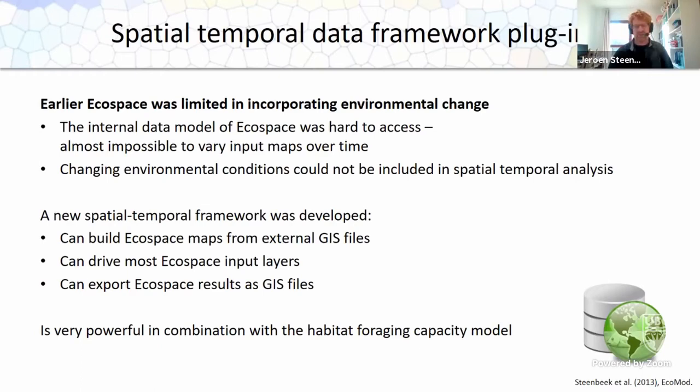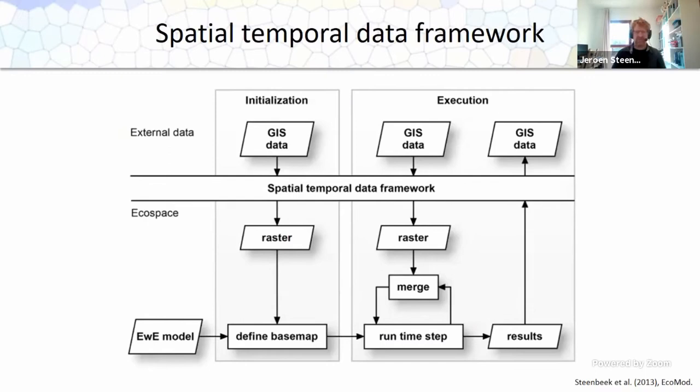In principle, another conceptual diagram, this is what the Spatial Temporal Framework is. You just have your repositories of GIS data, of maps over time that you find interesting. You can use those maps to build your base map, so they come in raster format. Or when the model ticks over time, you can bring in maps from external data sources and insert those into the running model. And your results can be exported again as GIS data. In principle, very simple. But there are some things afoot here.